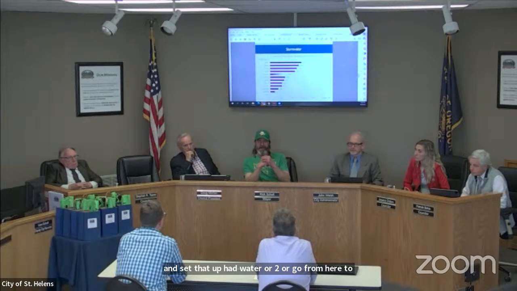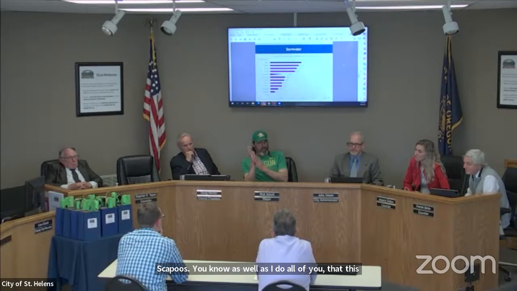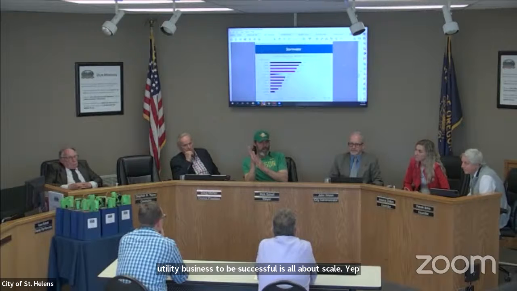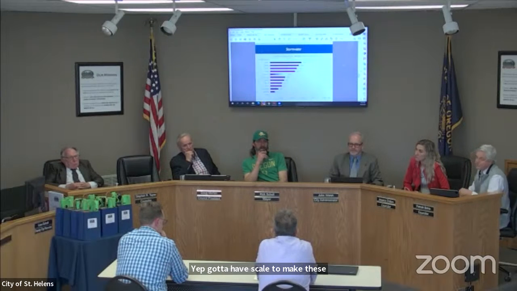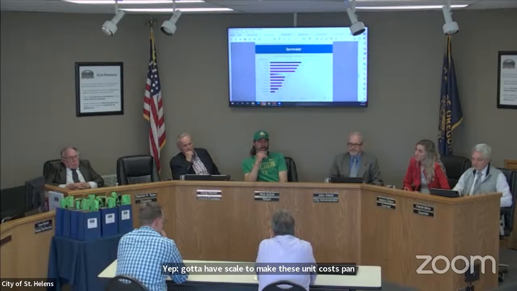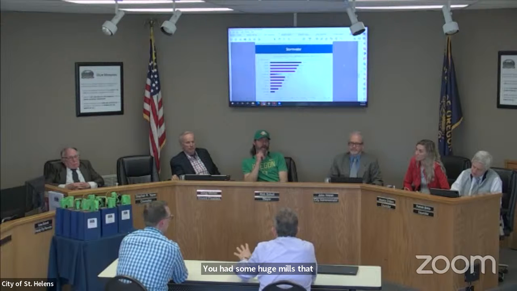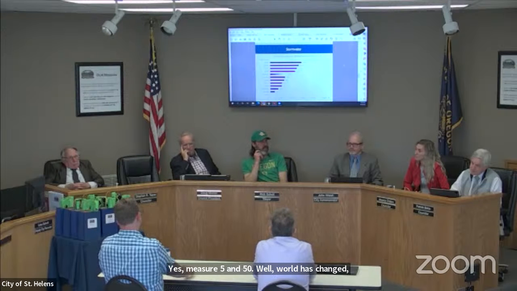You know as well as I do, all of you, that this utility business, to be successful, is all about scale. You have to have scale to make these unit costs pan out. And you don't have scale. When you were developed in the 50s and the 60s, you had some huge mills that subsidized all of the residents. And Measure 5 and 50 is why. The world has changed, and the monkey is on your back now.